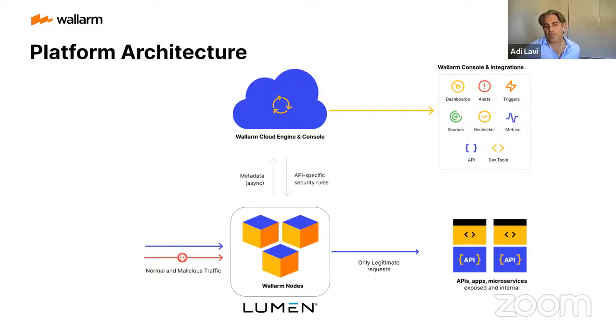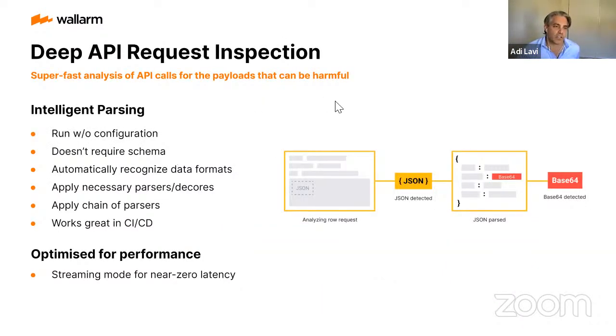Now I want to talk about 3 unique features and capabilities that Wallarm has. The first one is the deep API request inspection. And response, by the way.